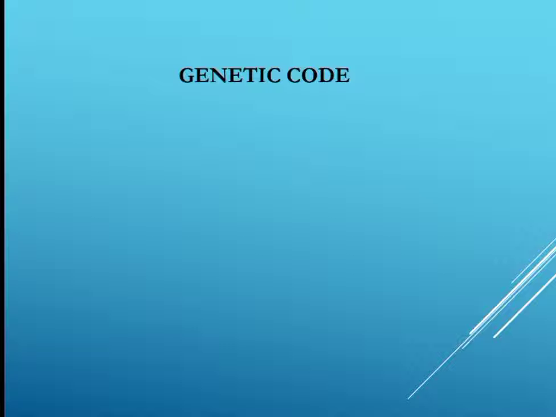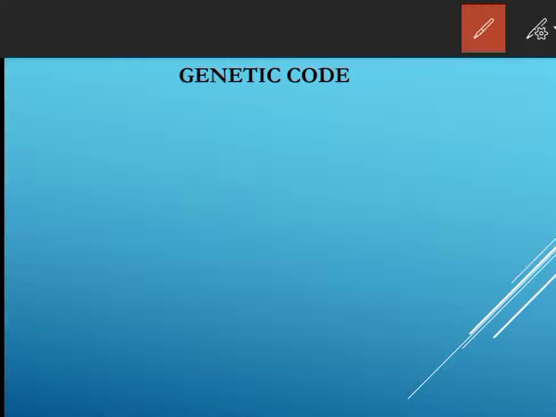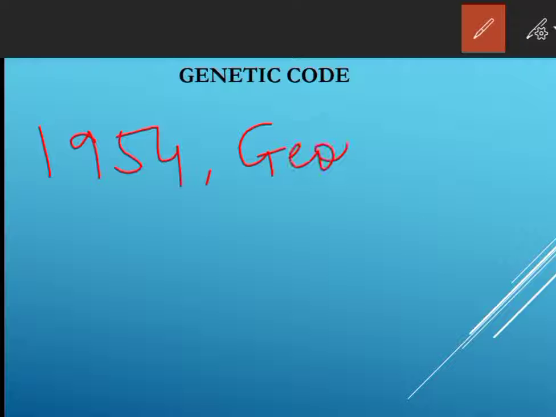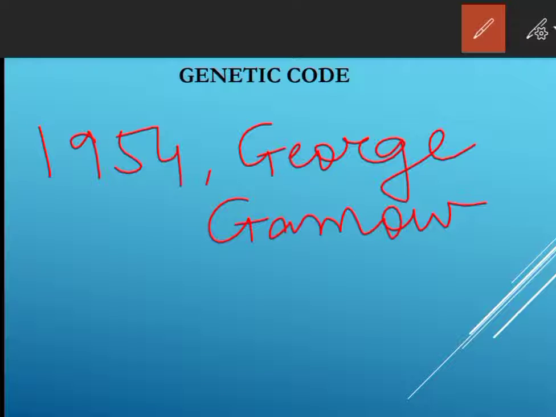It is the relationship between the sequence of nucleotides on mRNA and the sequence of amino acids in the polypeptide. In 1954, George Gamow, a physicist, proposed that in order to code for all the 20 amino acids, the code should be made up of 3 nucleotides. That is triplet code.